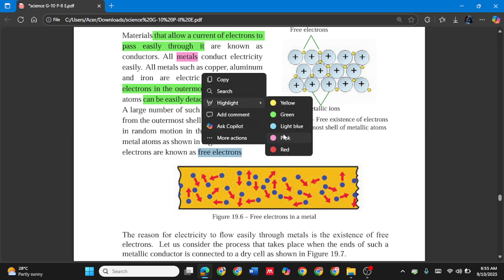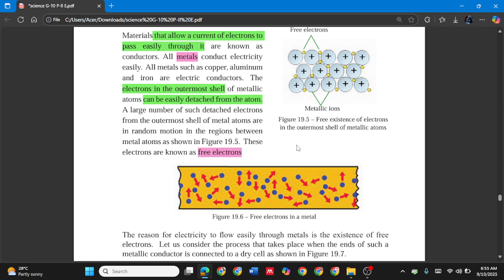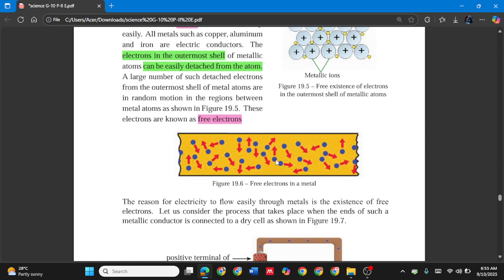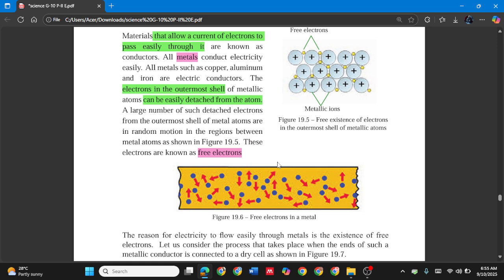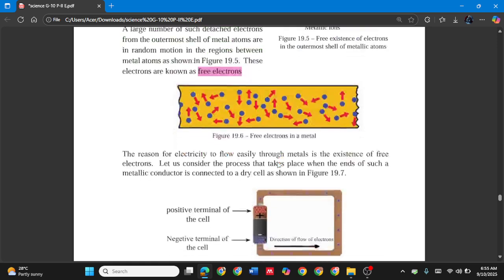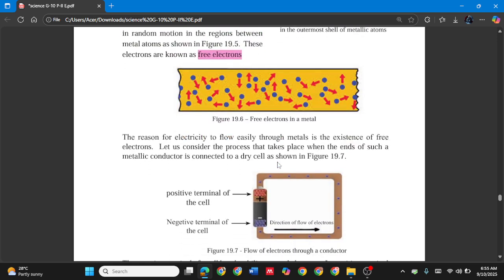Before it gets some kind of current, okay? Free electrons in metal go here and there. The reason for electricity to flow easily through metals is the existence of free electrons. හරිද?